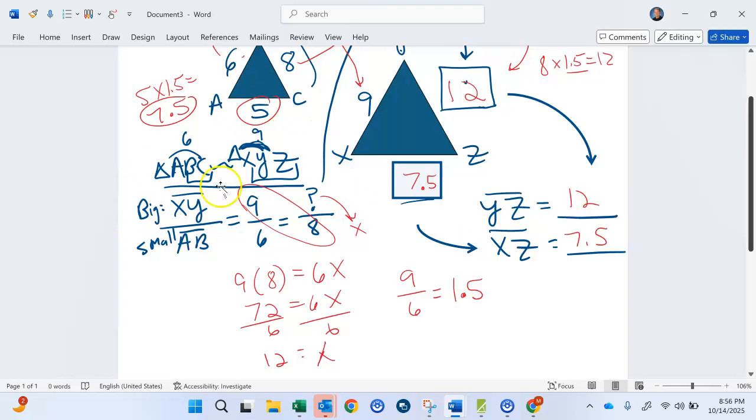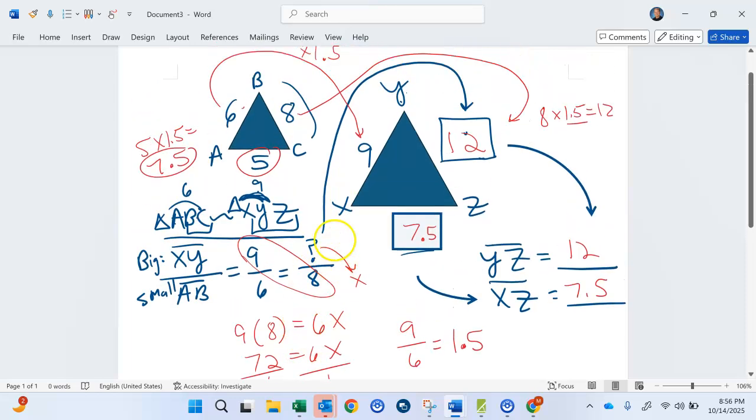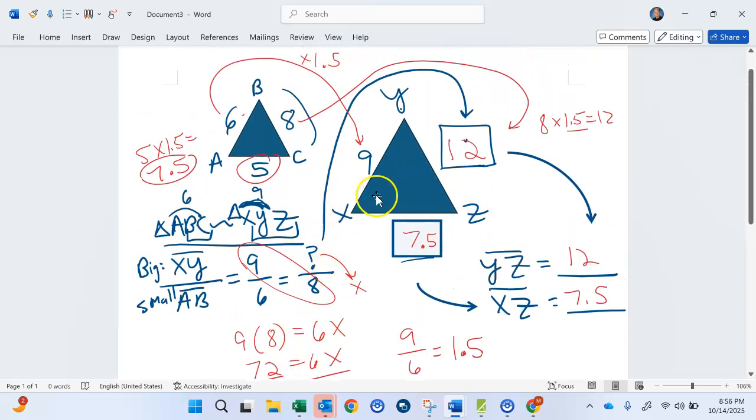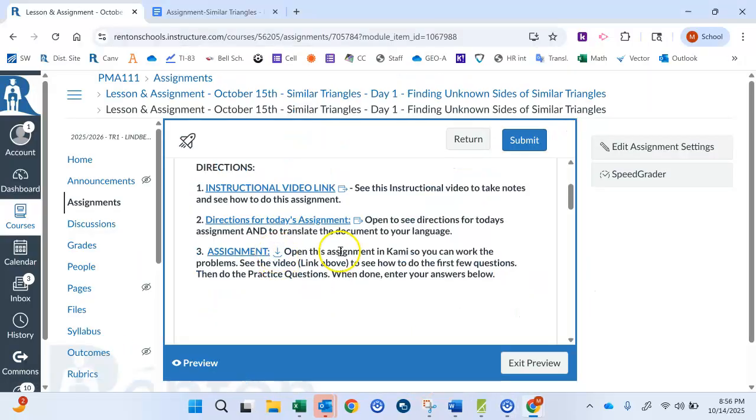So if you understand that, then you're ready for the assignment. But if not, make sure you ask me a question. So let's go to the assignment, and make sure you download it and open it up in Kami.